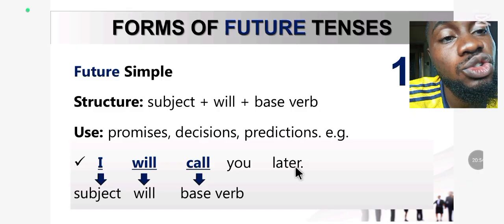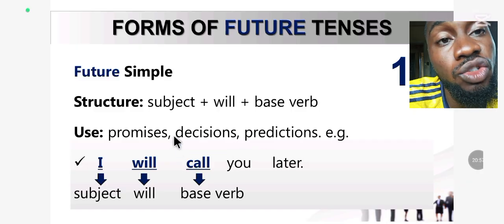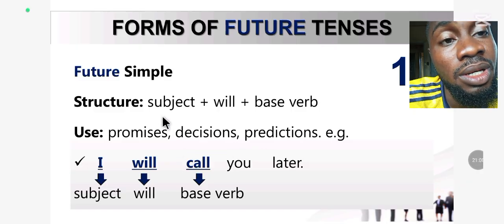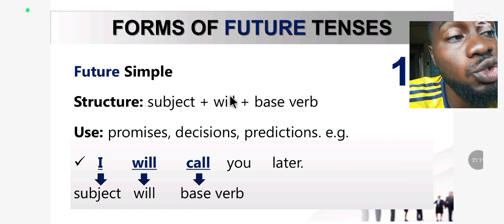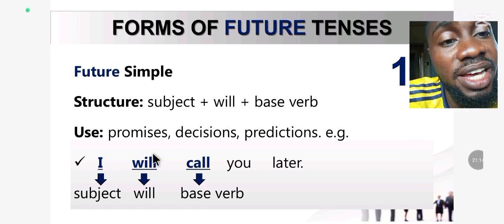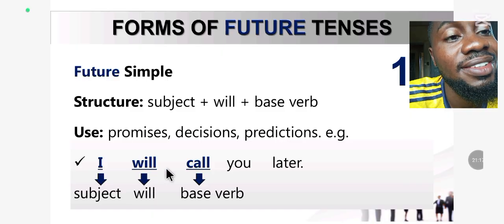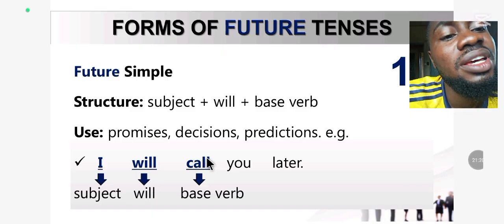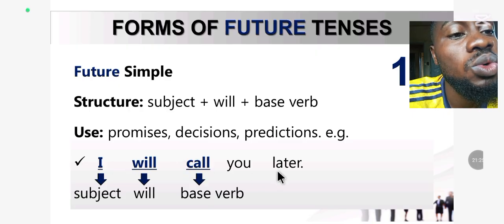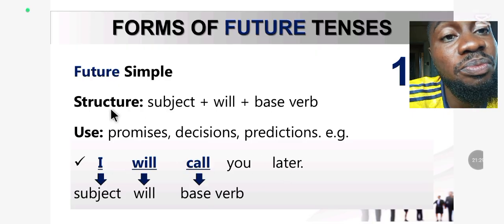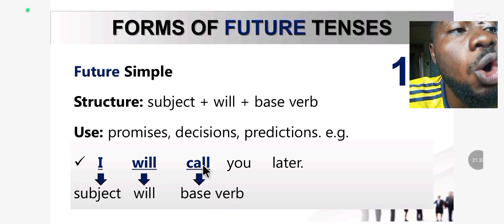Let's look at whether this sentence aligns with the structure of future simple tense. Does it have a subject? Yes, it has. I. Does it have will? Yes, it has will. Does it have a base verb? Yes, the base verb is call. I will call you later. This sentence is in the future simple tense, and will call is a future simple tense.